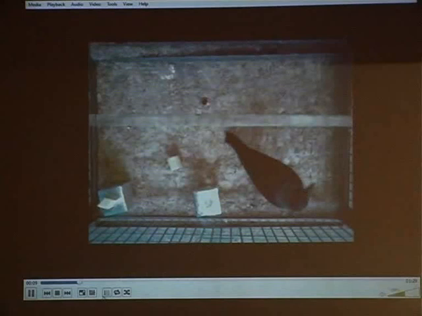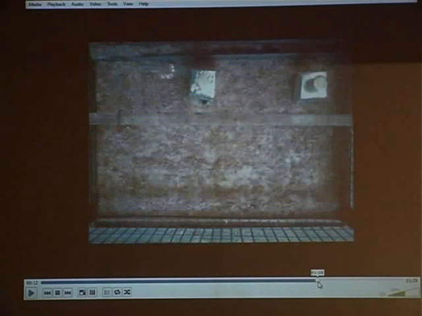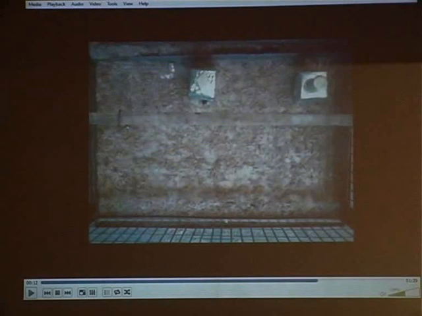And in fact, we also have another trial where you can see that the boxes have been placed in another location in the cage. The crow will very soon come down and repeat.